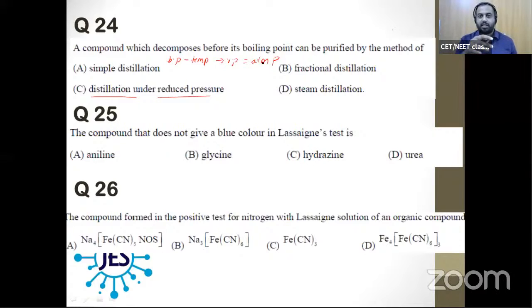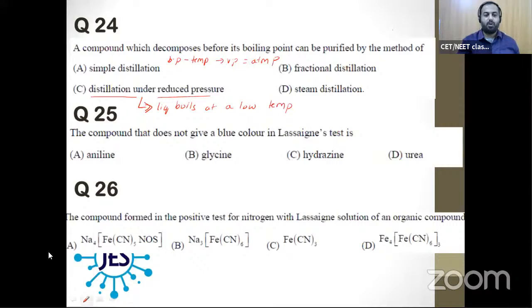When you reduce pressure, external pressure is reduced, so the liquid boils at a much lower temperature. Under reduced pressure, the liquid boils at a lower temperature, before its decomposition temperature. Then the compound will be safe. It will boil, vaporize. It will not decompose. That is the whole idea of distillation under reduced pressure.